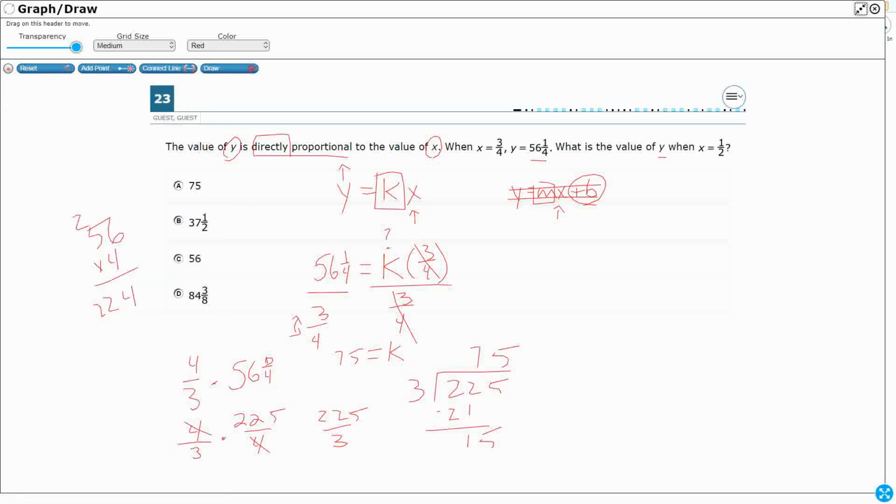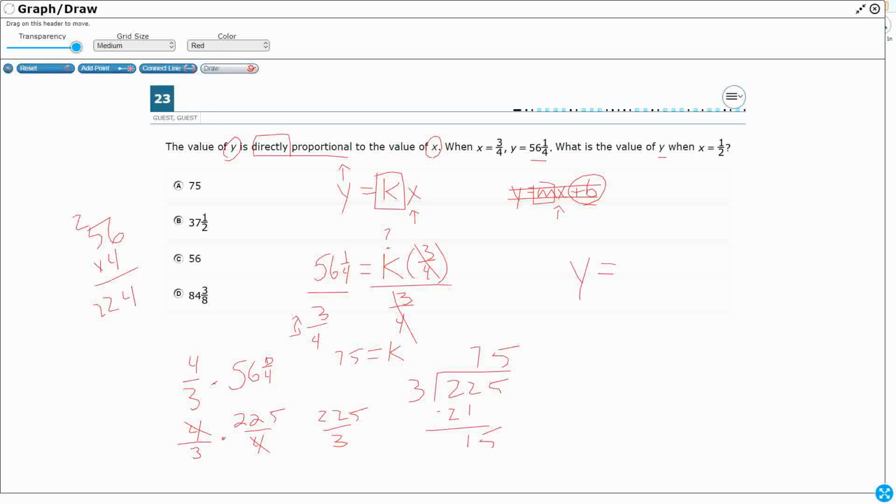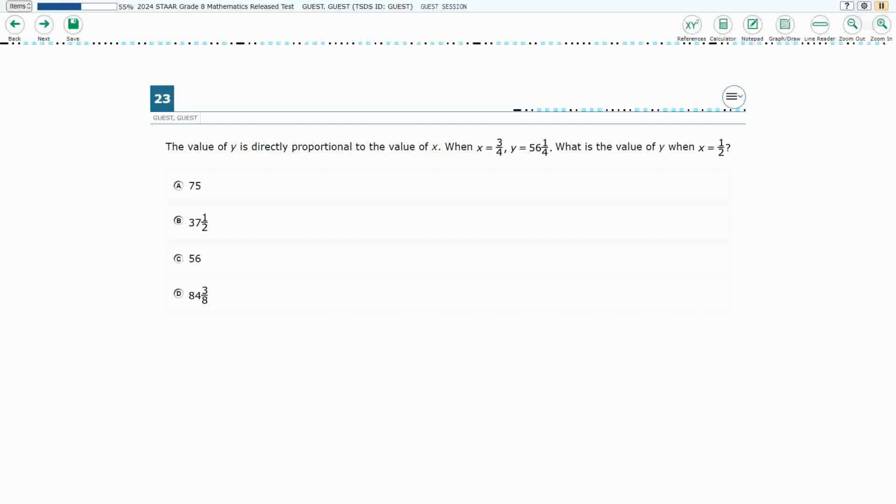So now if k is 75, we can say y equals k, which is 75, times x, which is 1/2. Well, what's 1/2 of 75? Well, that's going to be 37.5, or 37 and a half. My answer is B.